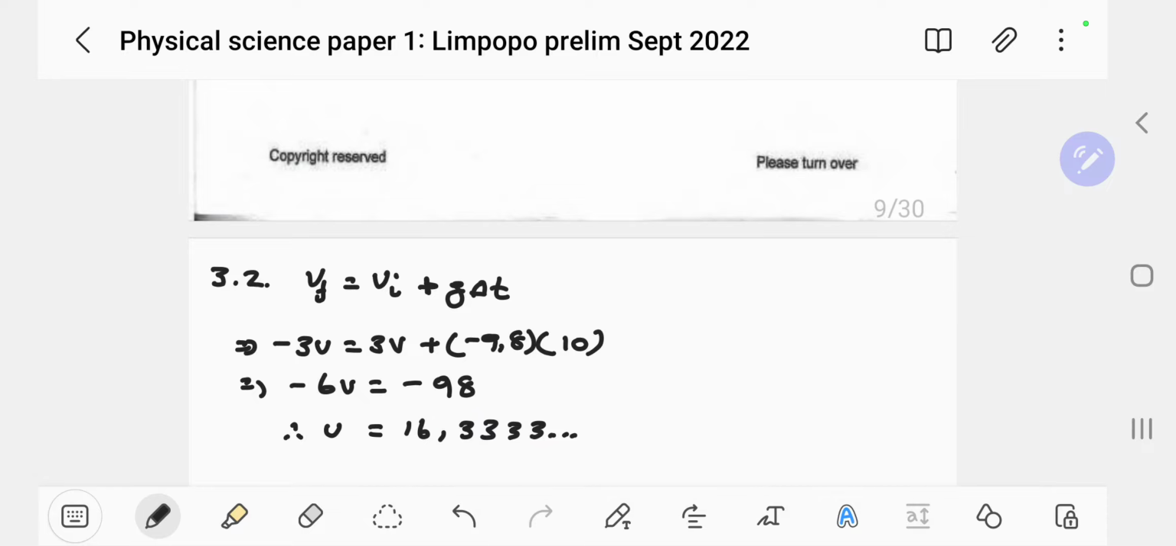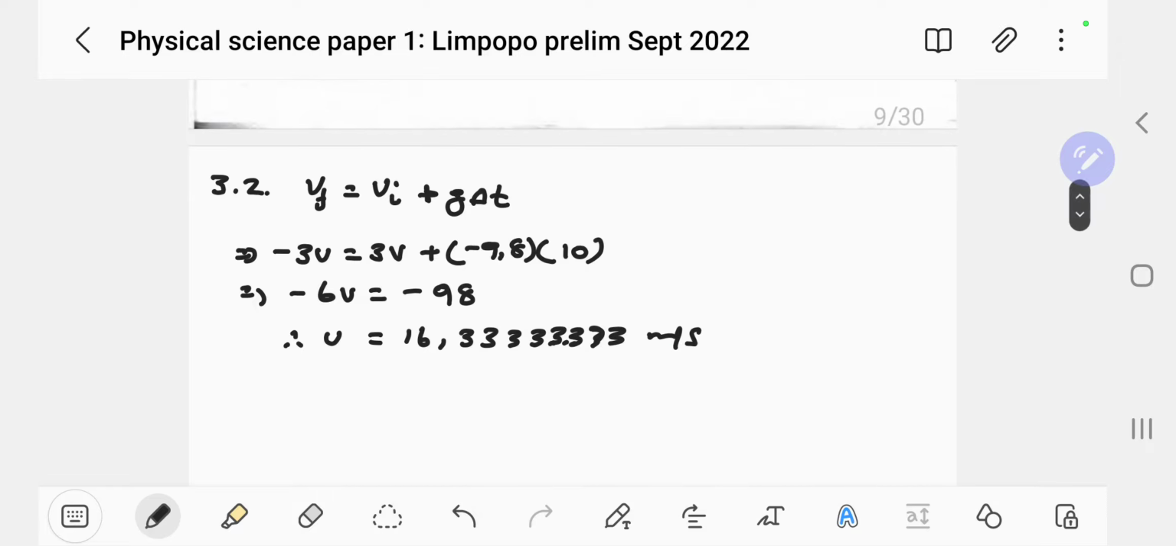So how many of them? 1 2 3 4 5 6 7 8. Okay, let's just do it like that. Okay, that is now meters per second, and you can already tell that this is positive, so it is upward. We can think about it like that, but if they said speed, it's a scalar quantity.